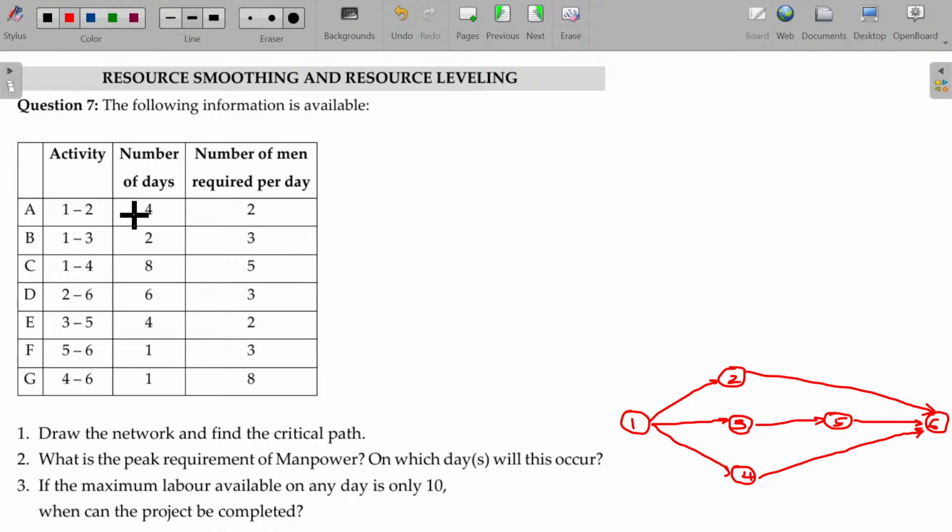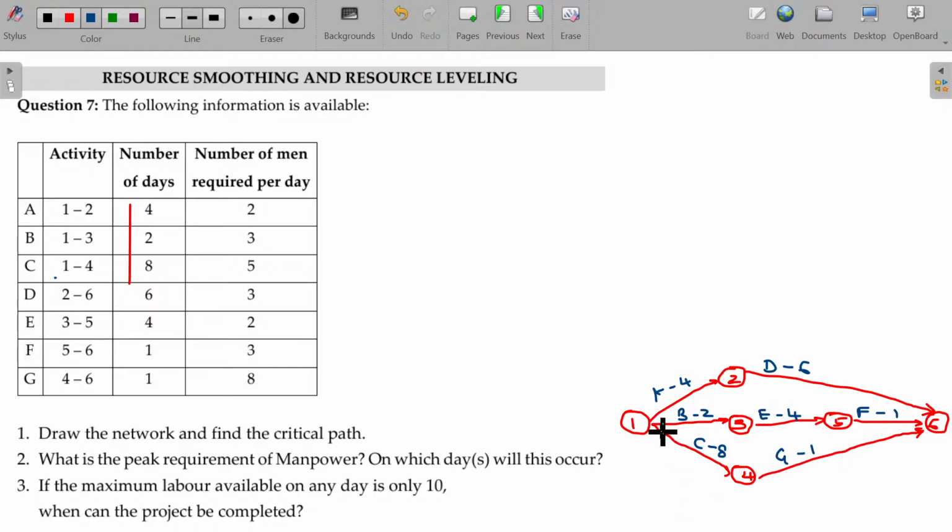Now, duration. 1 to 2 is called A, duration being 4. 1 to 3 is B, duration being 2. 1 to 4 is C, duration 8. D is 2 to 6, duration being 6. And E is 3 to 5, duration 4, and 5 to 6 is F, duration 1, and G duration 1.